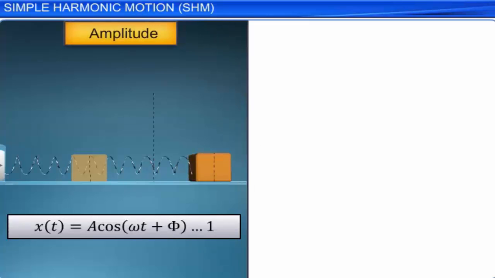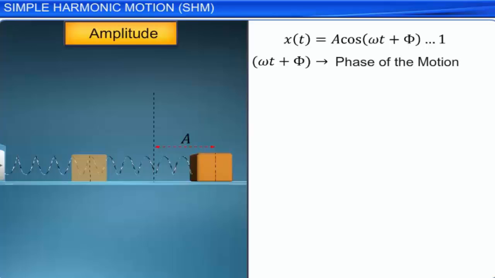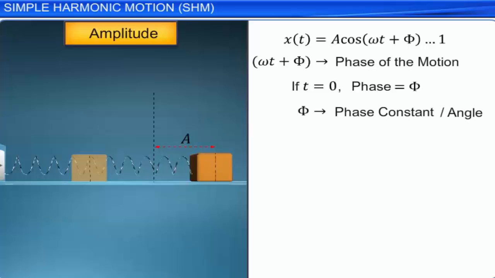Now let's discuss the amplitude of the motion. The maximum displacement of a particle from the mean position executing simple harmonic motion is called its amplitude A. In simple harmonic motion, the quantity omega t plus phi, which varies with time, is called the phase of the motion of the particle executing simple harmonic motion. At time t equal to 0, the phase is equal to phi, and this is called the phase constant or the phase angle. It is the initial phase of the particle executing simple harmonic motion.